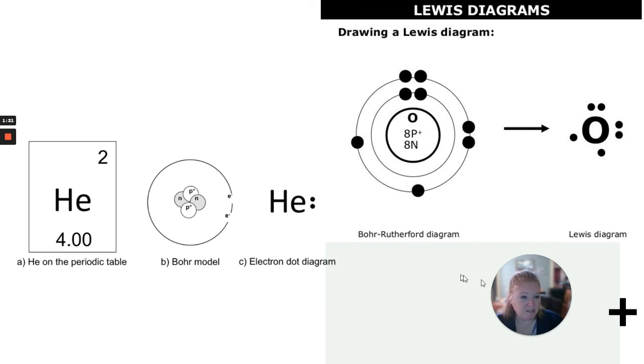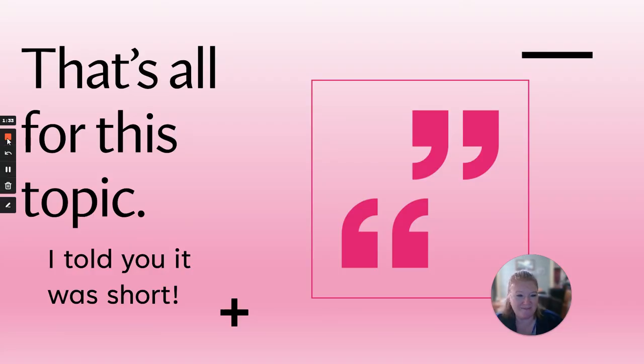So if you are asked to draw a Lewis dot, it should look nothing like this. This is what it should look like, okay? On the periodic table, that's the easiest. It's just the last number. Okay, that's it. That's valence electrons.